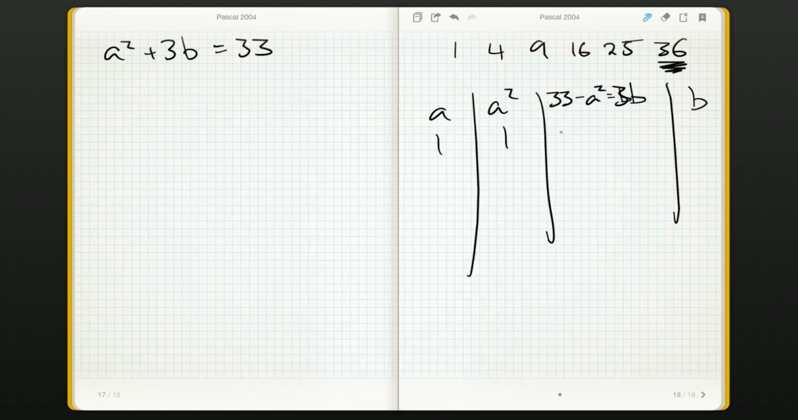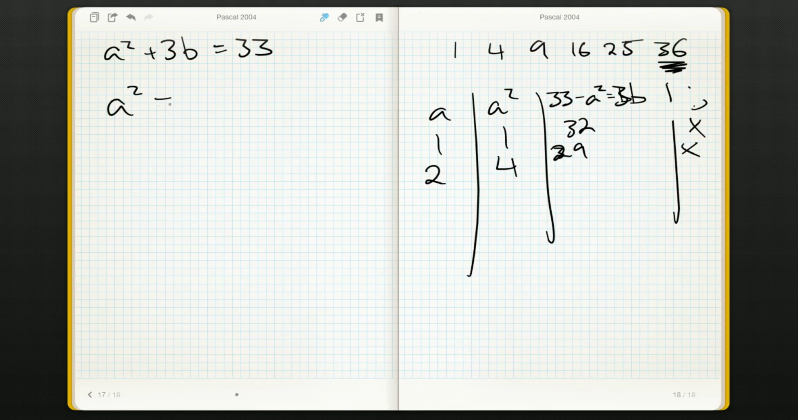So you do 1 squared, 33 minus 1 is 32. That's not a multiple of 3. 2 squared is 4, 33 minus 4 is 29. That's not a multiple of 3. Okay? So you could absolutely keep doing that. But this multiple of 3 actually keeps popping up. So there's another way we could do this question. Let's rearrange this equation. And the chart would work.